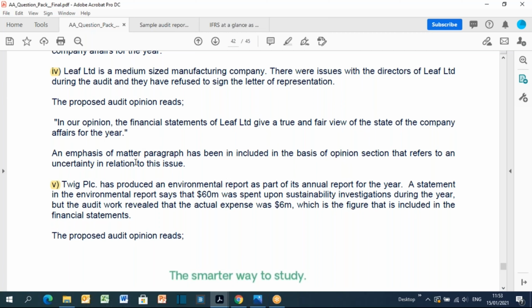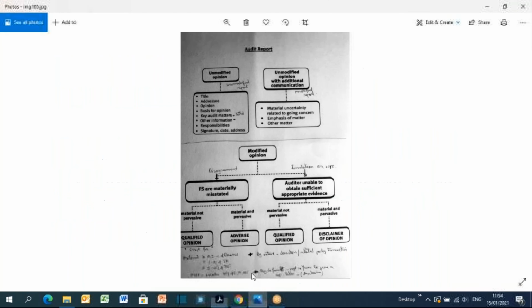And in addition to this, they included an emphasis of matter paragraph where they refer to the uncertainty in the issue. This paragraph is not used for this, and you should read the acknowledge of what should be included in this paragraph. But if we go back and look at the layout, this is a limitation of the scope, because the management gives a representation letter that they refuse to give a representation letter about an issue.